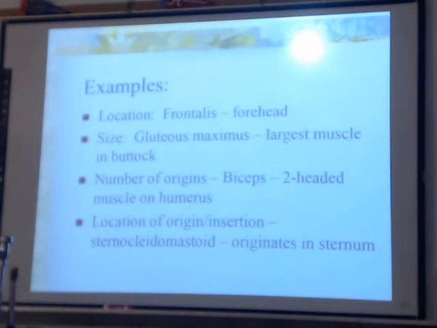Number of origins. So the biceps in your arm has 2 heads that attach to the humerus. Location of insertion and origin: sternocleidomastoid. And I always put this on the test, so know where the sternocleidomastoid is. That means it originates at the sternum, so that's why it's called the sternocleidomastoid. It also connects to the mastoid bone and goes through the neck there. It's an angular muscle that runs from the mastoid bone all the way down to the top of the sternum.